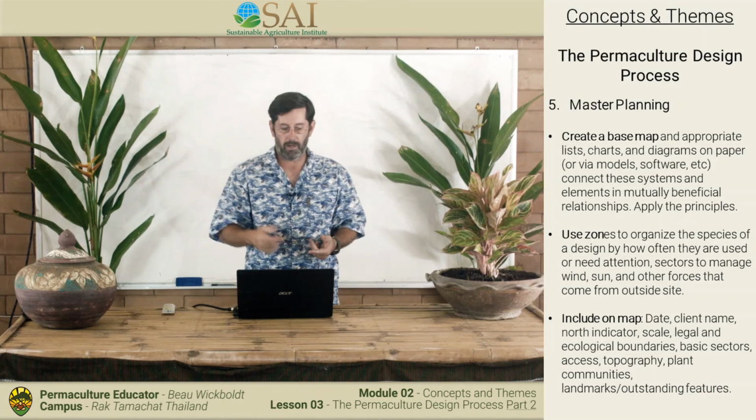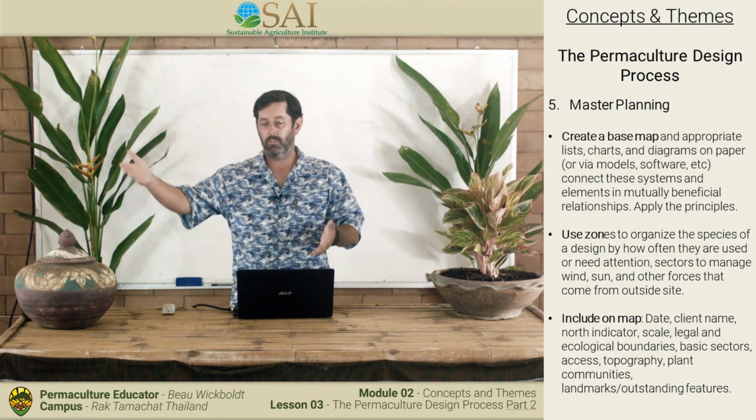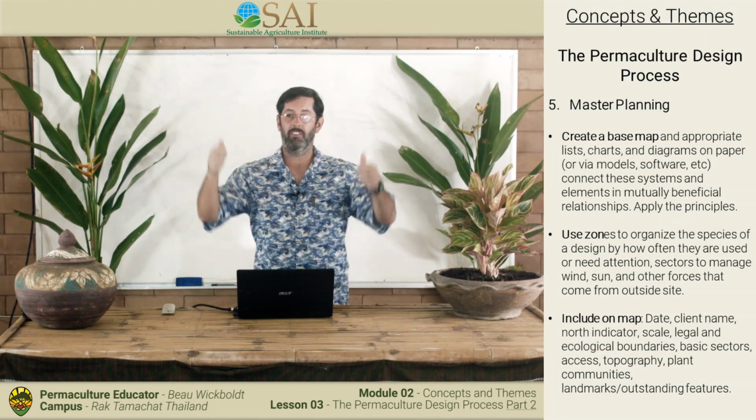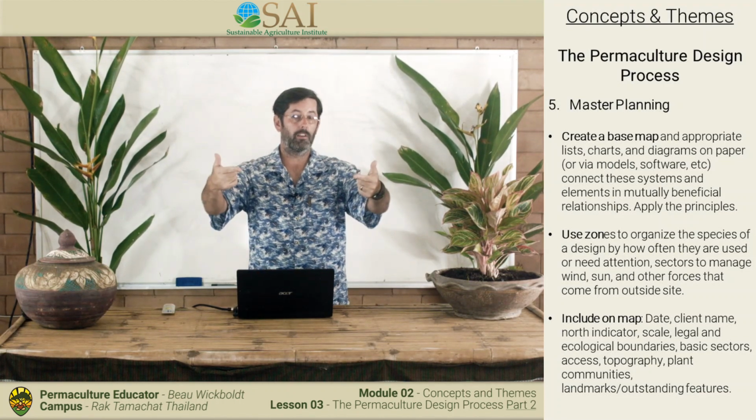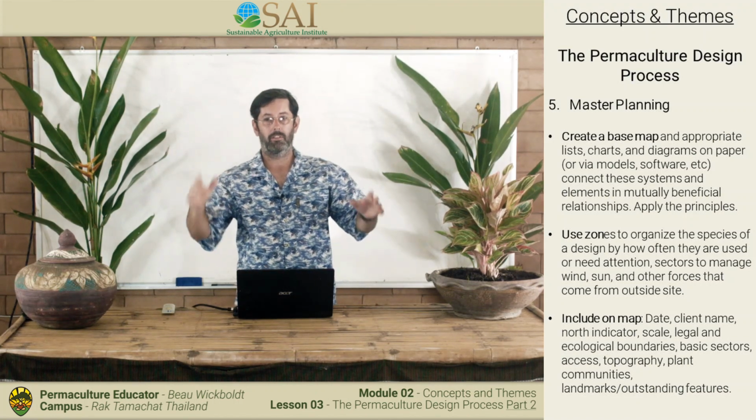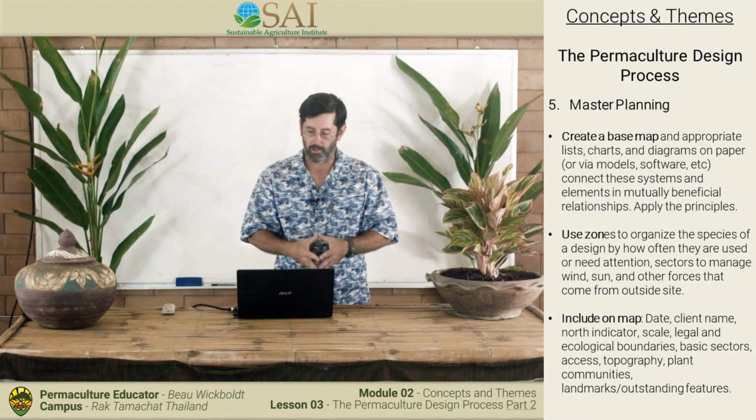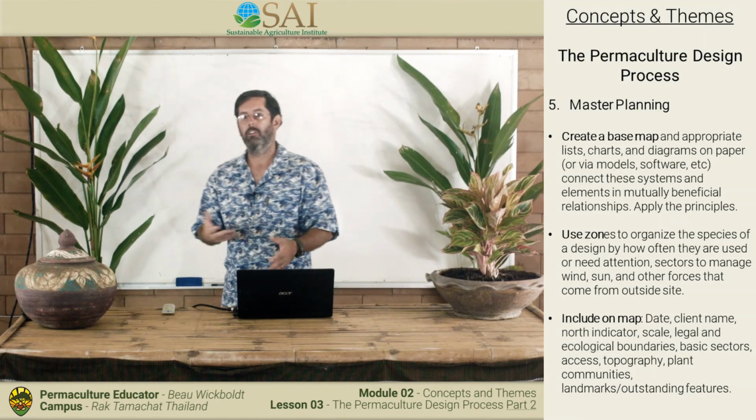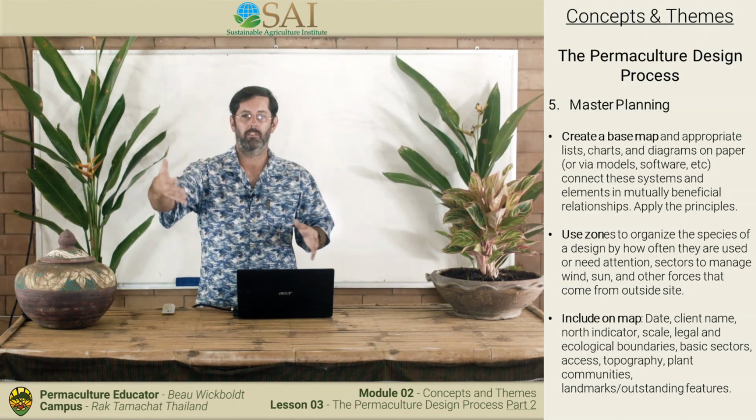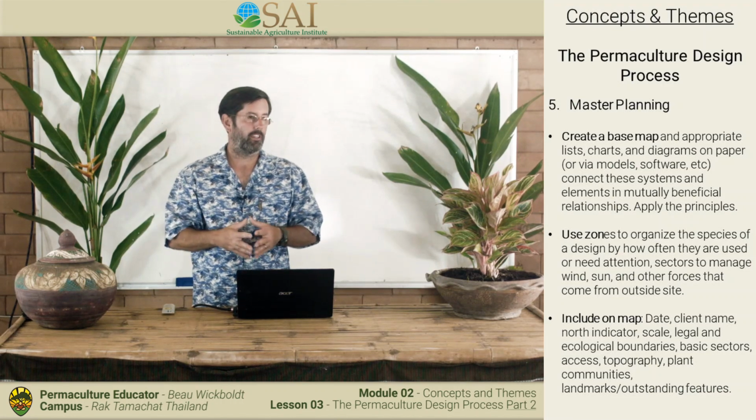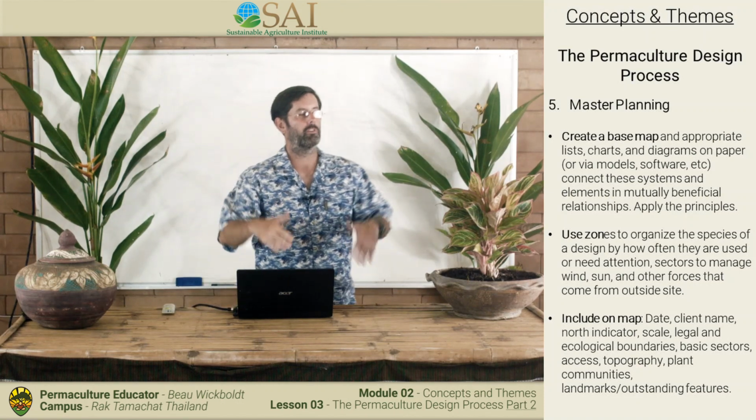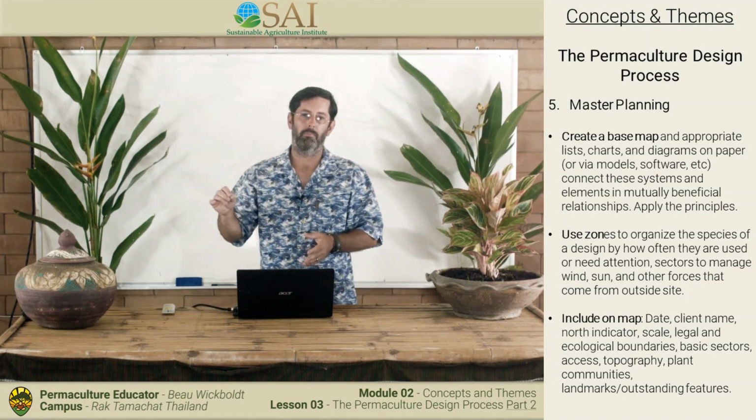Include all of these things on maps. You need to have the date that you do things, the client's names. It's nice to indicate north, which direction. So if I'm presenting to someone, I'm trying to communicate to them, what is this about? Things like north, things like titles, names, these are going to help people to understand what's going on. Look at any kind of ecological boundaries. Maybe your house is near a national park, so we may show ecological boundaries, things of that nature. Any type of access, the topography, plant communities, landmarks, any kind of outstanding features that you want to communicate to the audience can be on your maps. Okay?